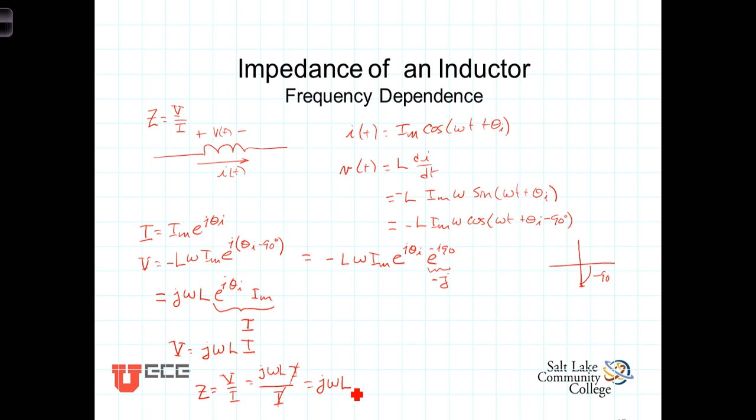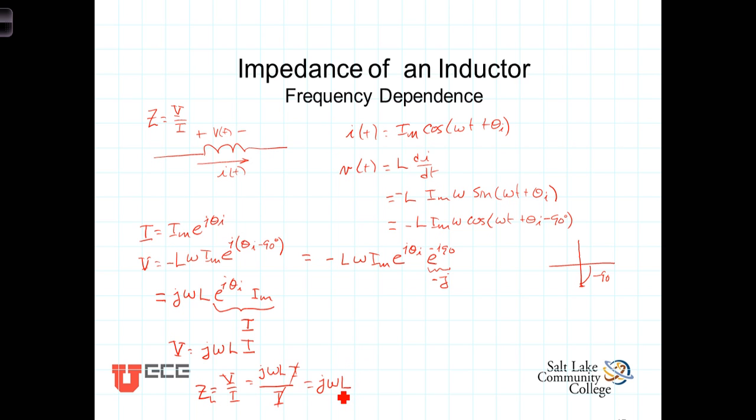Let's just look at this for a second. In other words, the impedance of an inductor is equal to j times omega times L. Note two things. First of all, the impedance is imaginary. It's j. It's also positive. The second thing we'd like to point out is that it is a function of frequency. Here, the frequency of the source that's driving the circuit is involved in the impedance. The impedance is related to the frequency.